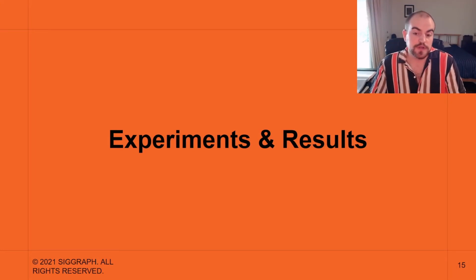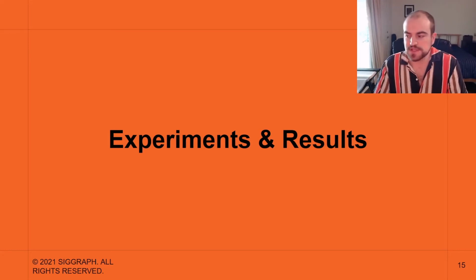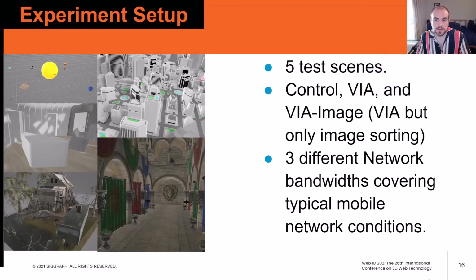So now we're going to move on to the experiments that we designed in order to evaluate VIA and the results of those experiments. So we had 5 different test scenes that we selected for varying sizes, and not just varying sizes, but ratios of what types of data within that size. So some scenes where the geometry data was incredibly large and the images were small, and some where that was flipped, and some where they were about the same size.